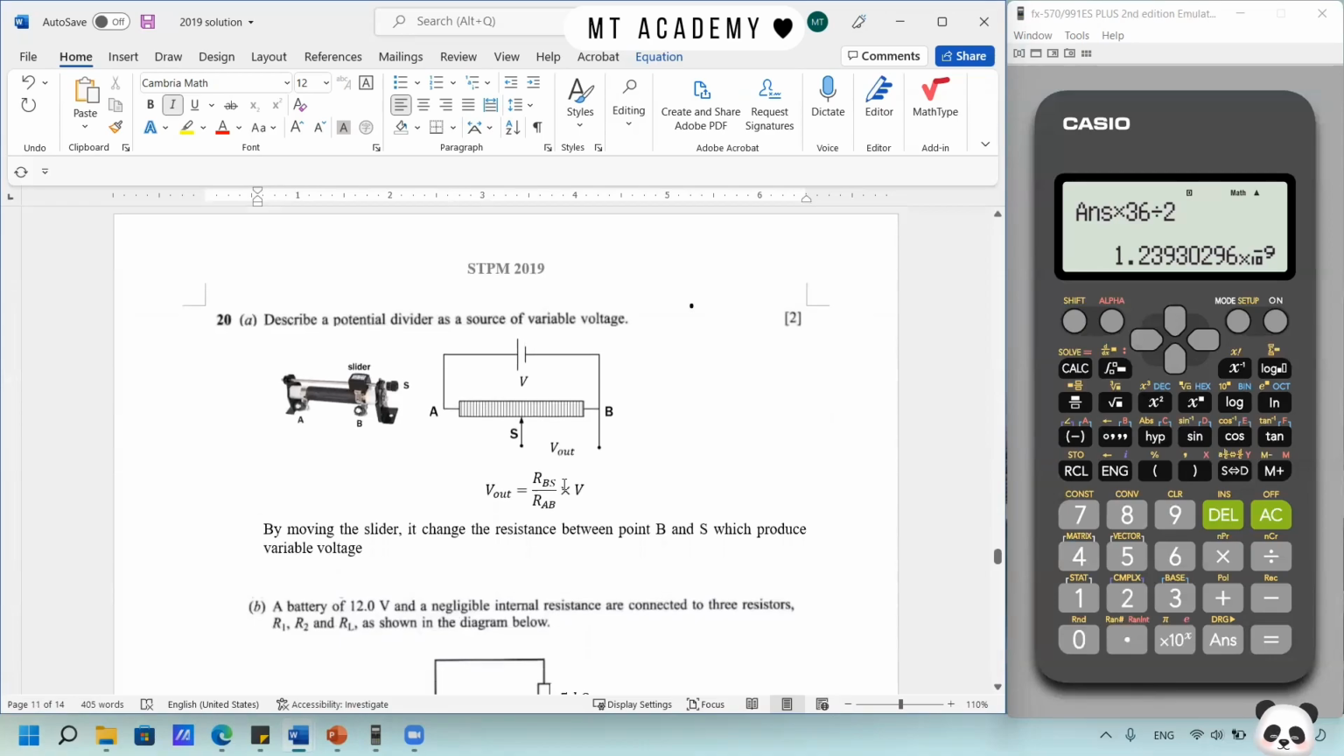So we proceed to the last question, question 20. Describe a potential divider as a source of variable voltage.